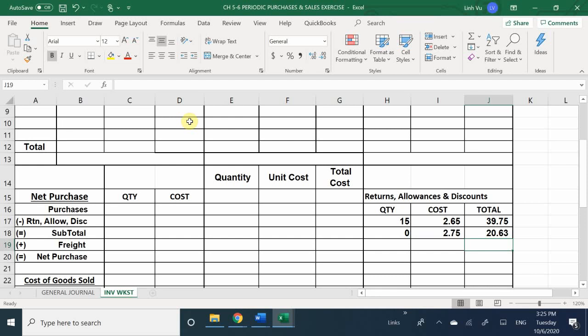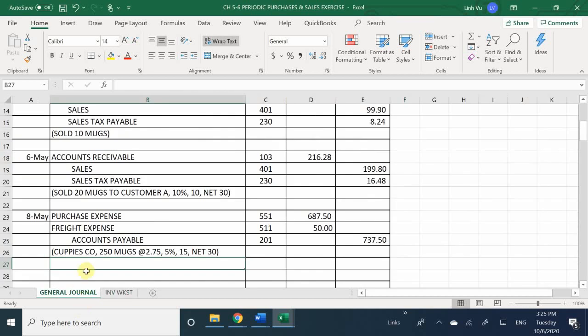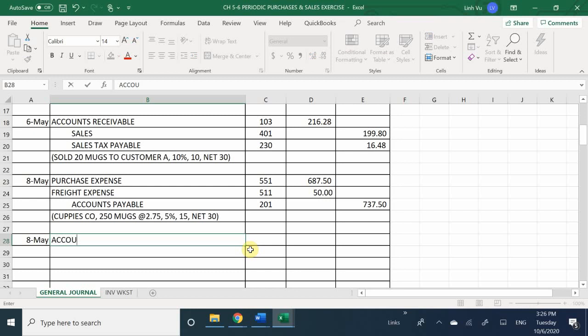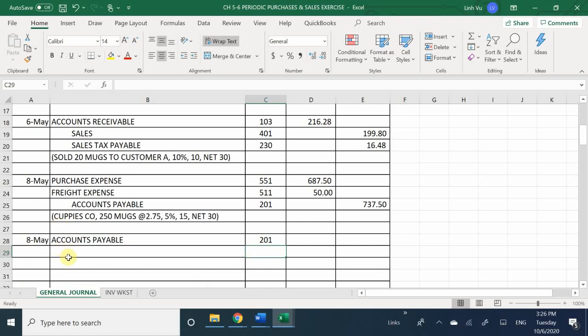So here is $20.63. So now I go to my journal because now I have my total allowances. So how do I journalize this? Okay, so let's see here. We are going to do 5/8, and we're going to do the reverse. So it's accounts payable, which is account number 201. And so we are going to put the total amount that we have, right? The $737.50 in the debit column.